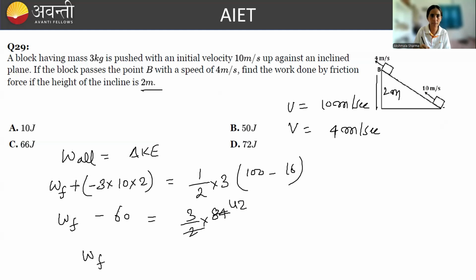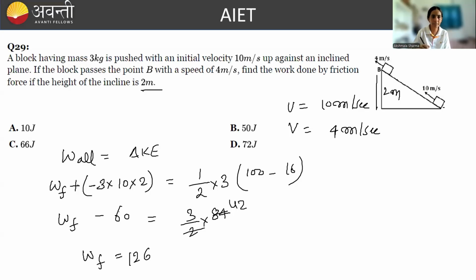So work done by friction is equal to how much? This is equal to 42 into 3. This will become 6, right? And this is 126. So have we done any mistake in the sign? Let's check. Okay.